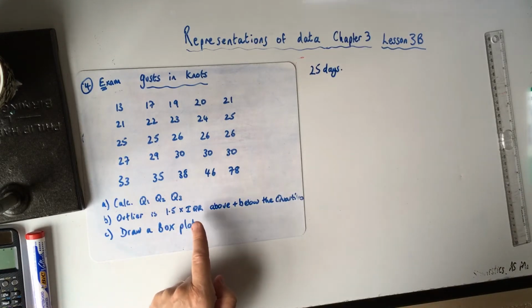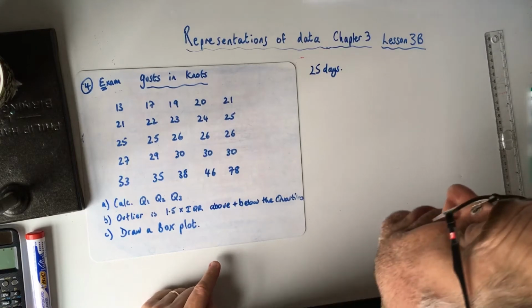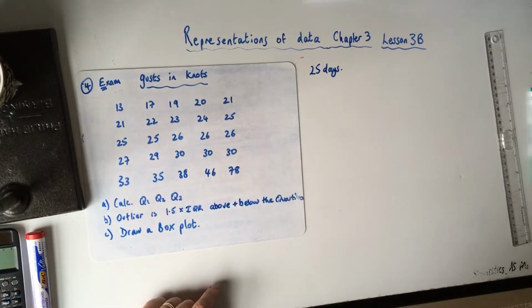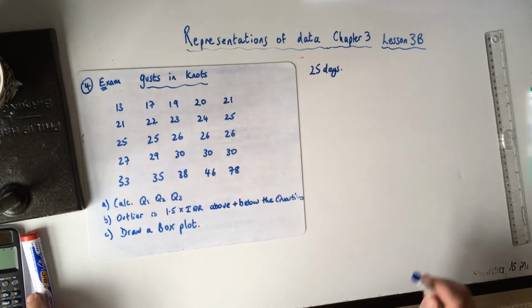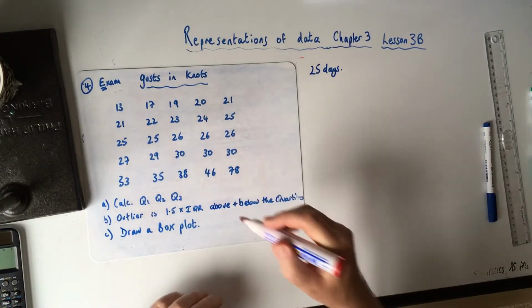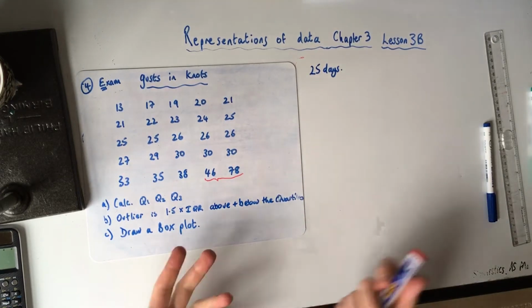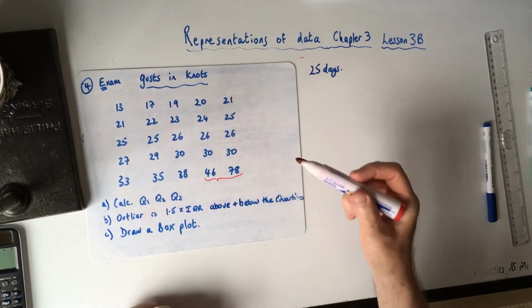It says an outlier is 1.5 times the interquartile range, and sorry, there's a bit that I've missed off there. It says show that 46 and 78 are outliers. So it says show that those two are outliers. Alright, so we'll do that and then draw a box plot, and then we're done. Okay, so here we go.